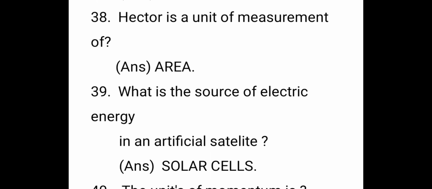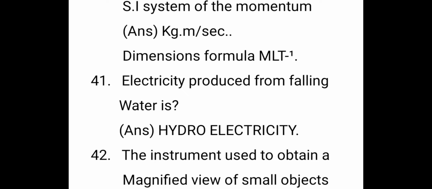Next one, hectare is a unit of measurement of area. The next question, what is the source of electrical energy in an artificial satellite? Artificial satellites are arranged with solar cells. When the satellites move, they get solar energy from light, which is converted into electrical energy by the solar cells. The unit of momentum is gram centimeters per second in the CGS system, and kg meters per second in the SI system. This is a very important bit also. Dimensional formula: MLT inverse.